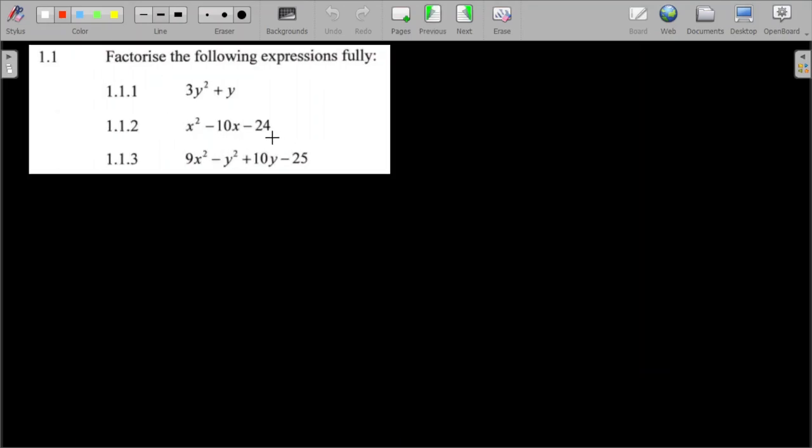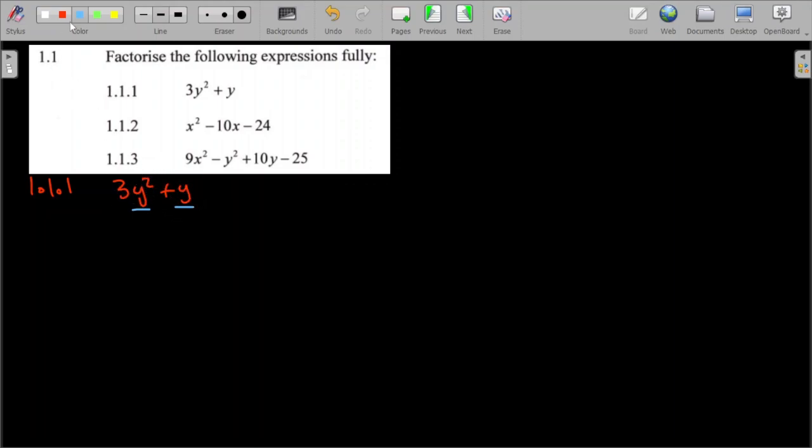So we'll start with the first part, factorizing the following expression. Now on 1.1.1, we have 3y squared plus y. From here, the basics that we know: if you start by factorization, you must first look for a common factor. So I hope you can see that here I have this y and this y, which means y is a common factor.